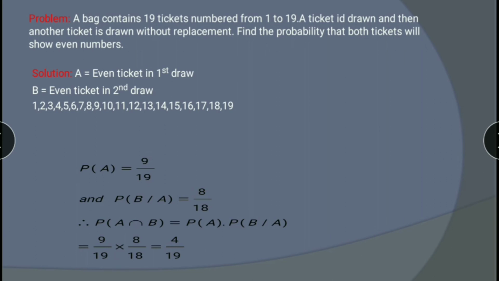So by multiplication theorem, probability of A intersection B is equal to probability of A into probability of B given A. Why are we finding out probability of A intersection B? Because we need to find out the probability that both tickets will show even number. There's an even number on first ticket and there's an even number on second ticket also. So probability of A is 9 by 19 into probability of B given A is 8 by 18, which gives me 4 by 19 as the answer.